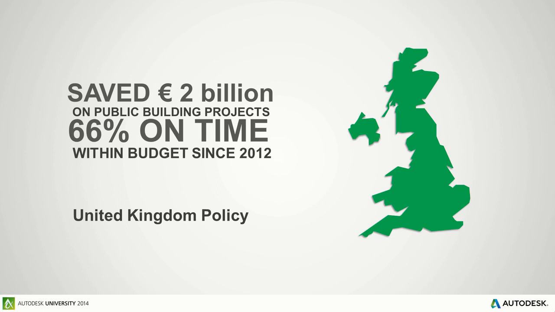So that's really put a big emphasis on BIM, and in the construction industry, it's really getting people into BIM in a big way. And even since that announcement back in 2011, government statistics have showed that even now, up to this time, they've saved over £2 billion on public building projects. And 66% of those projects have been delivered on time since that announcement. So BIM is really happening in the UK.